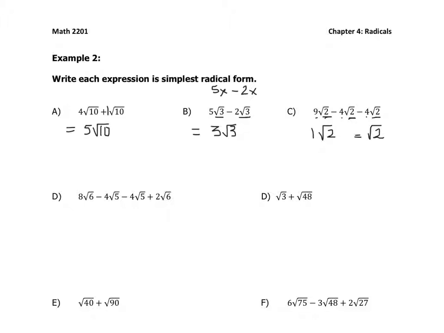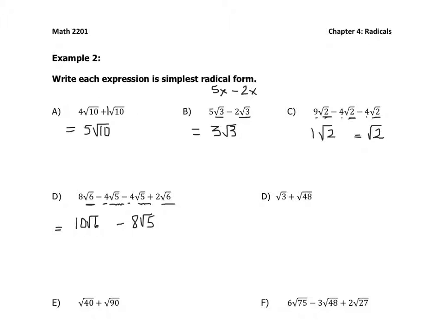D, if you look at the whole expression there, you've got 2 root 6 terms, which means 8 root 6s plus 2 root 6s is 10 root 6s, since 8 plus 2 is 10. And then you've got 2 terms with root 5 in them. So negative 4 root 5 minus another 4 root 5 is negative 8 root 5. Again, it's like adding the negative 4 and the negative 4.